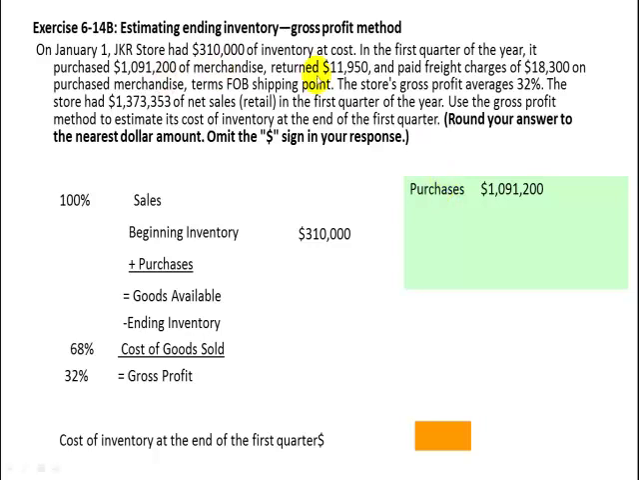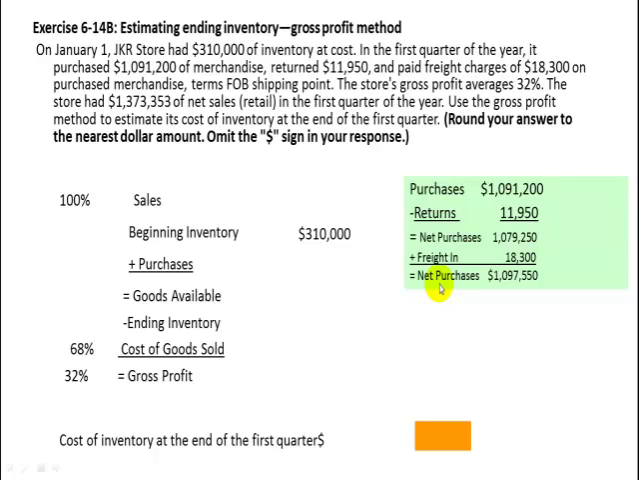It says that they returned $11,950 worth of merchandise, so we'll subtract that off. It said they paid freight charges of $18,300, and that would be added there under freight in. Terms were FOB shipping point, which means that as soon as they ordered the goods and they left the dock of the shipper, they were their goods. So we can now come up with net purchases. Net purchases are going to be $1,097,550, so that'll go in right here.